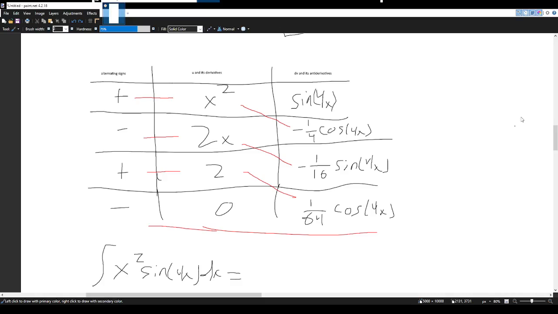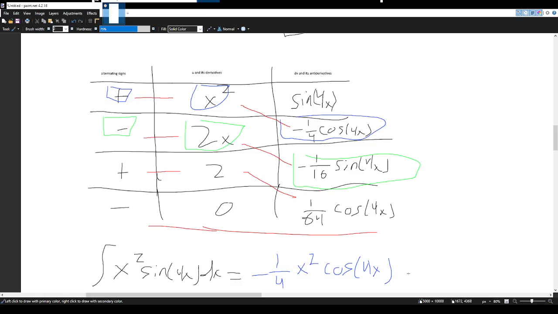Actually, let me do that thing that the Khan Academy guy does, because it's kind of cool. So this times this times this. So the sign's going to be negative. It's going to be 1/4 x squared and then cosine 4x. And that's the entire first term. And then it's going to be this times this times this. So the sign is going to be negative times negative, so it's going to be positive. And then it's going to be 2 times 1 over 16, so 1 over 8. And then x sine 4x.